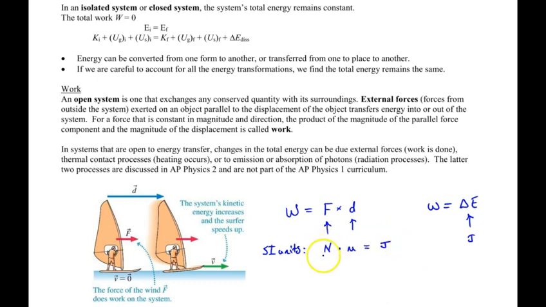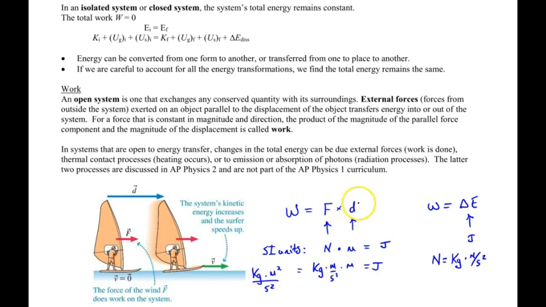And if you wanted to go even further, you recall a Newton, which is force, is equal to mass times acceleration, and mass is measured in kilograms, and acceleration is measured in meters per second squared. So you could add this in here, and you would get kilograms times meters per second squared times meter. So a joule is equivalent to a kilogram times a meter squared all over a second squared, in our basic measurement units of kilograms, meters, and seconds.